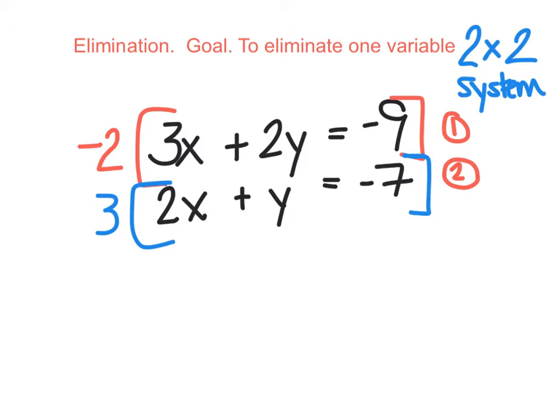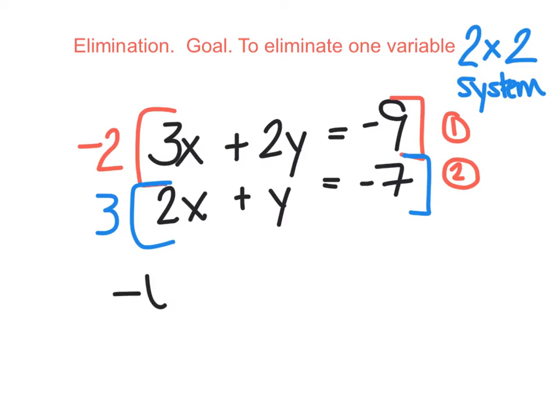Now why did I do that? Well, look what happens. Negative 2 times 3 is negative 6, and 3 times 2 is 6, and a negative 6 plus a 6 cancel and eliminate. So again, you could have eliminated the x's or the y's. If I was going to eliminate the y's, I'd probably multiply this equation by negative 2, and then they would eliminate. Anyways, I picked the x's, so I'm going to go through with it.